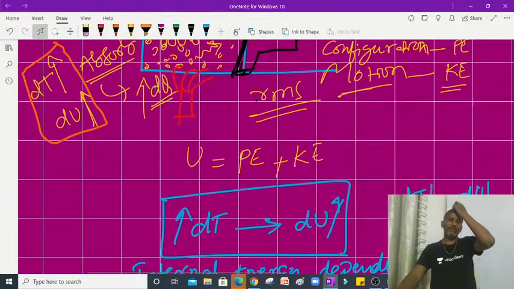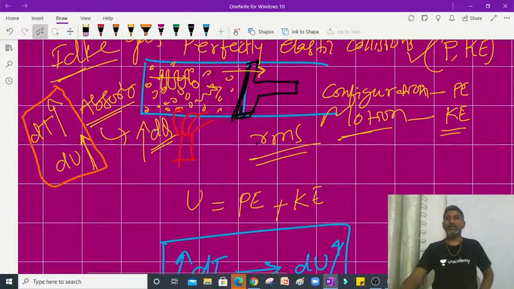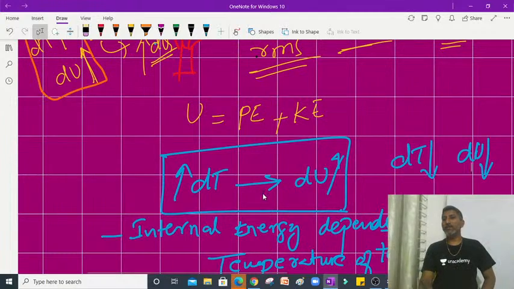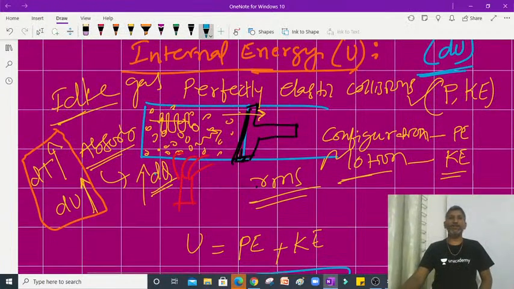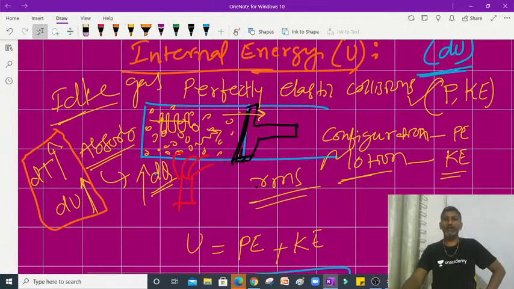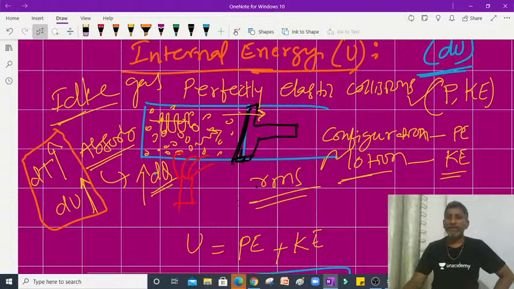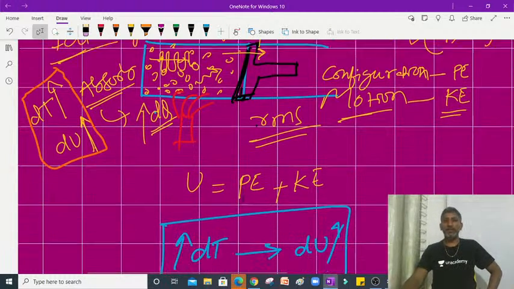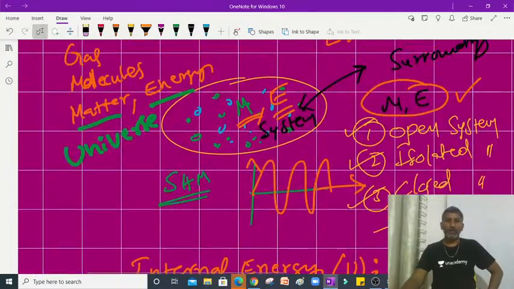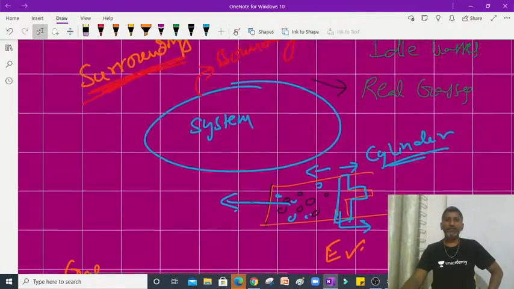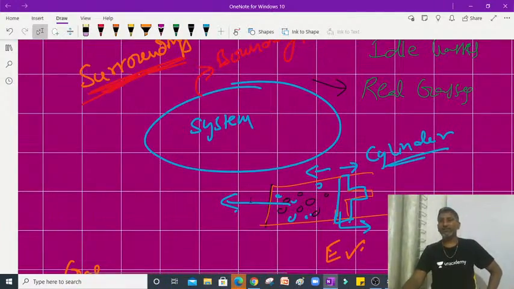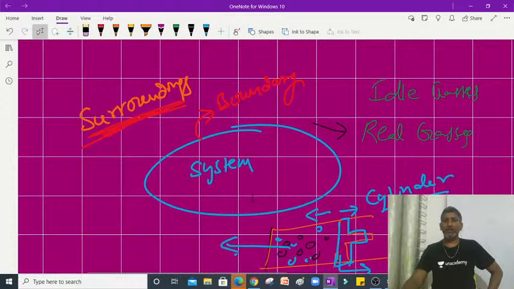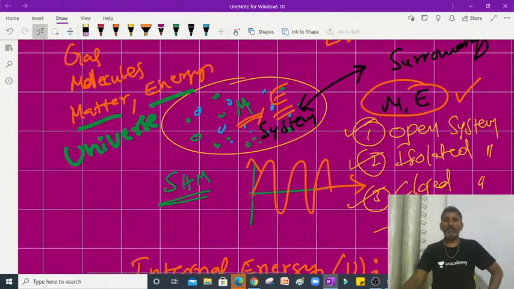So likewise, how it is changing, that we can see. As temperature increases, the speeds will increase, molecular motion will increase. Thereby automatically the internal energy of the system will increase. So far, what we are seeing in thermodynamics is what the system is, what the surroundings are, what the boundary is, and how those are separated.